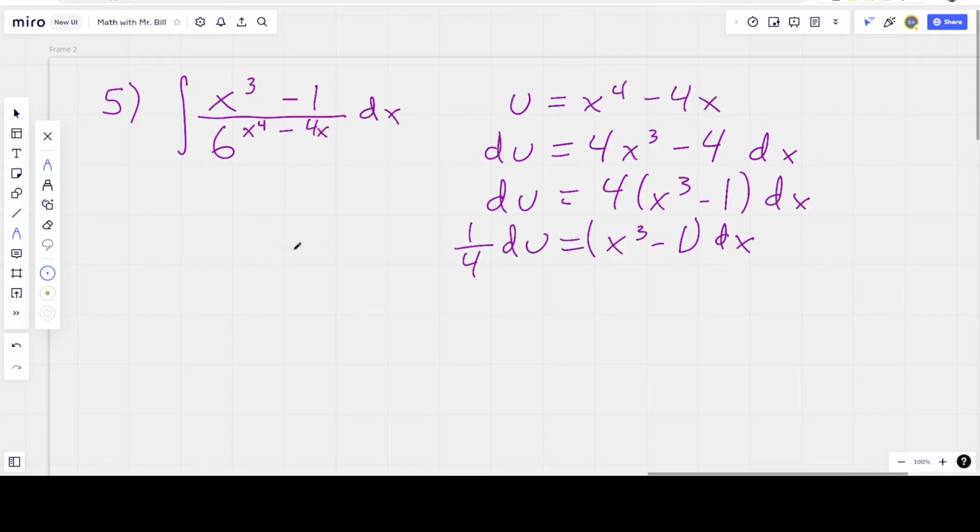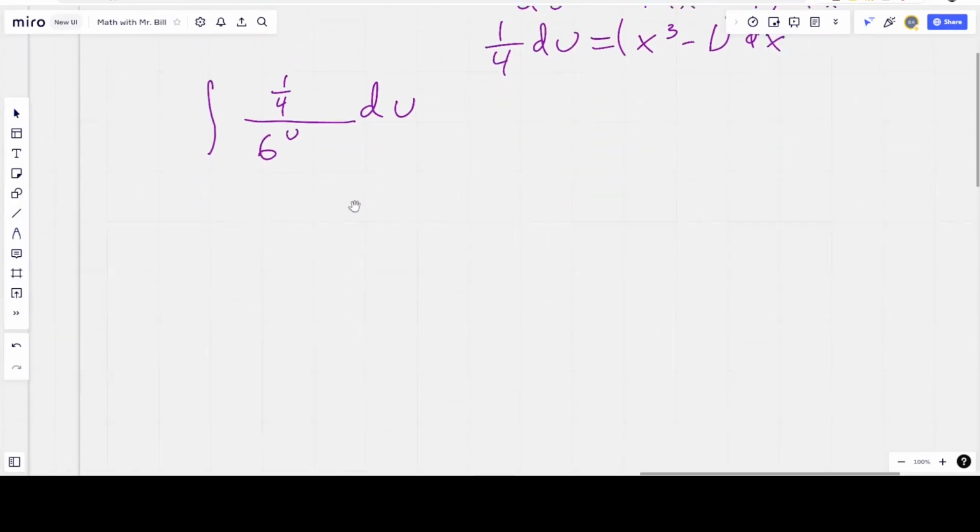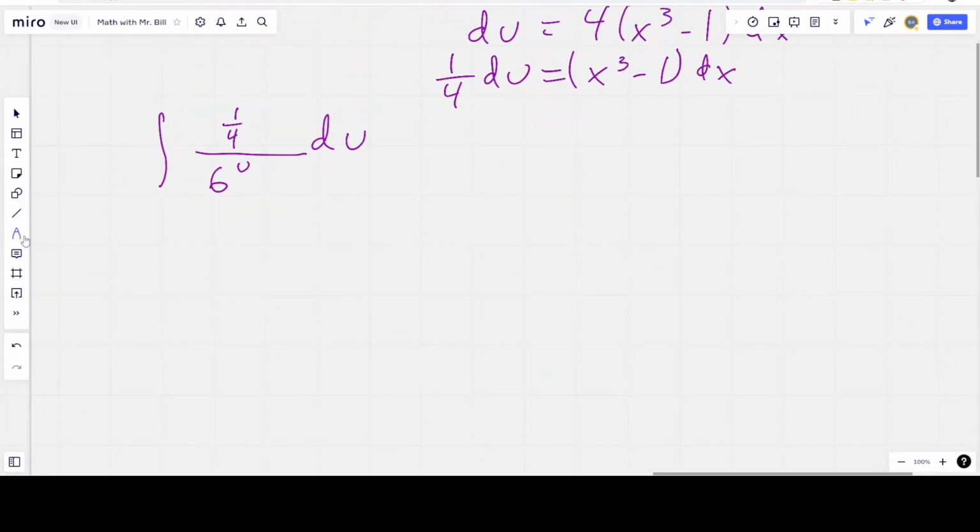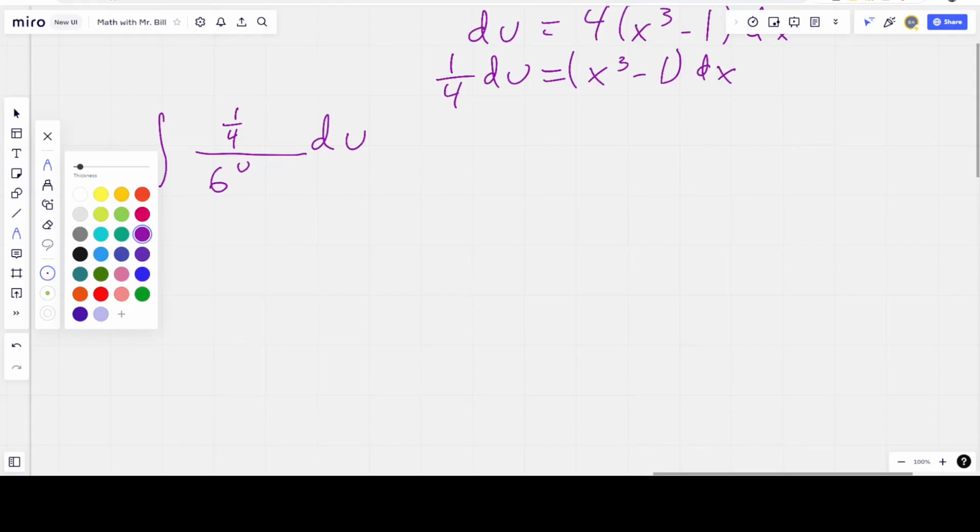So now I've got everything I need. So let's rewrite this integral here. On the top, for the x cubed minus 1 dx, I'm going to have 1/4 and then the du. And then on the bottom, I'm going to have 6 raised to the u. Well, that looks a lot tamer. Let's clean this up a little bit more.